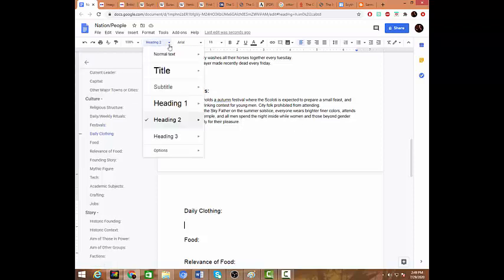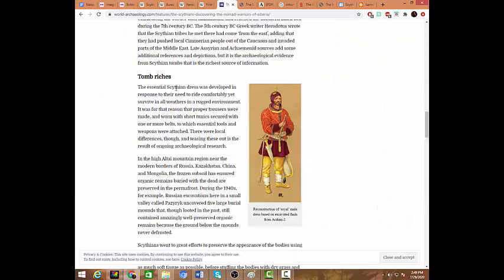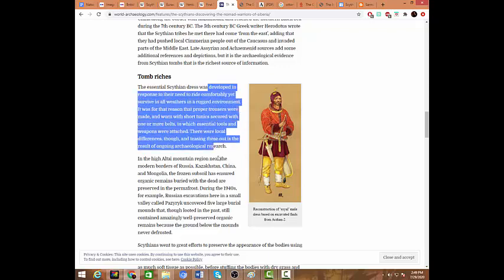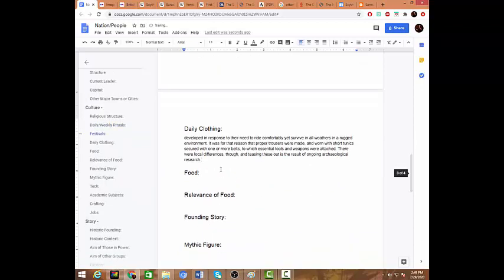Daily clothing. So I believe I had it here. Central System dress was developed in response to their need to ride comfortably, yet survive in all weathers in a rugged environment. This part, I do not know how to talk about clothing. It's something that I have a lot of trouble with when I'm writing, so I'm just going to paste this without formatting for right now.